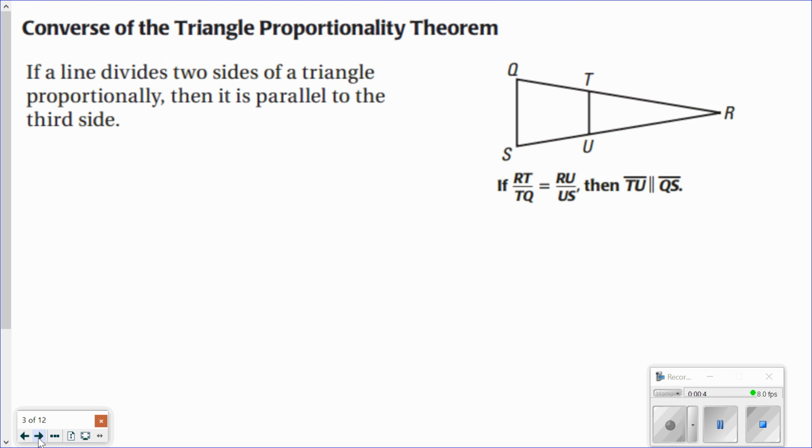The converse of the triangle proportionality theorem states if a line divides two sides of a triangle proportionally, then it is parallel to the third side. So if we do know that RT divided by TQ is the same ratio as RU divided by SU, we then know that TU is parallel to QS, and so I can add arrows there.